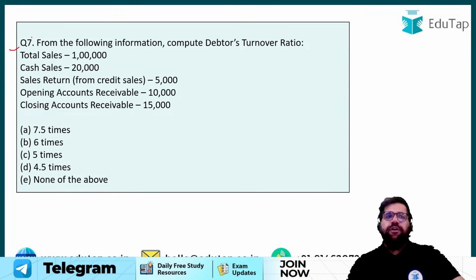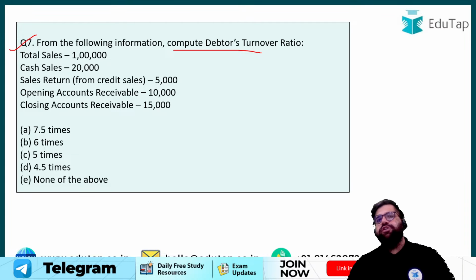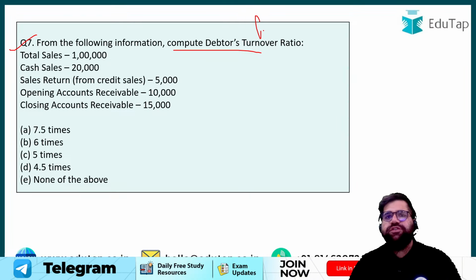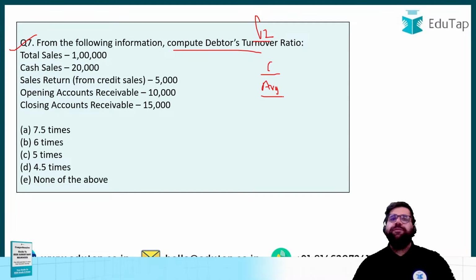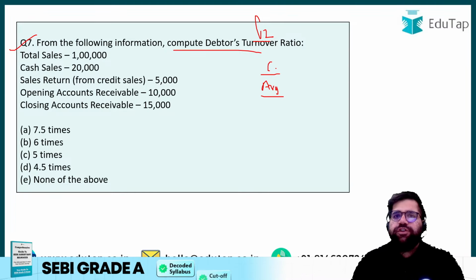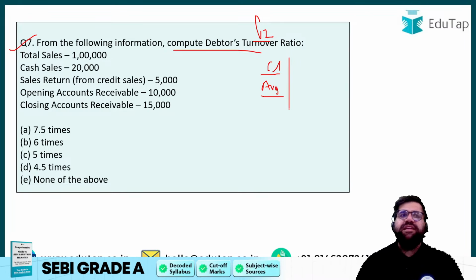From the following information, calculate debtors turnover ratio. Now this is again a phase 2 level question, so try to solve it. Debtors turnover ratio is your credit sales divided by your average debtors. Average debtors is opening plus closing divided by 2. So first I need to calculate my credit sales.